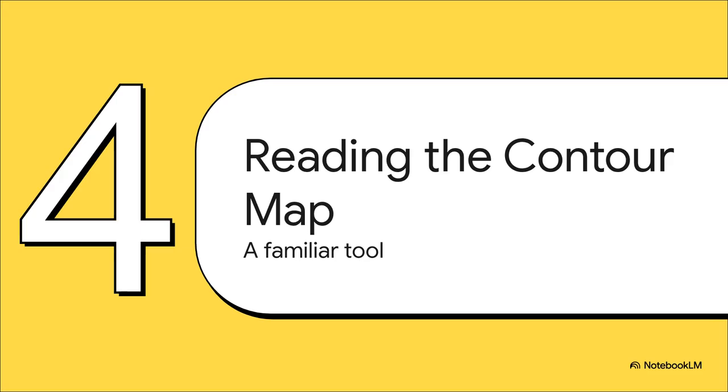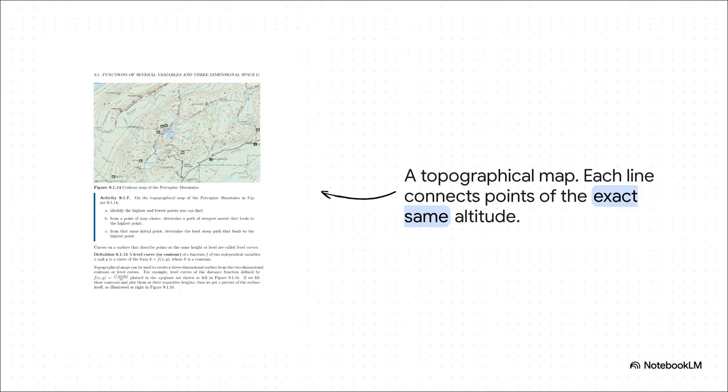But what if we want a bird's eye view? Well, for that, we can use an idea that you've probably already seen, even if you didn't realize you were looking at math. This is a topographical map. Hikers use them all the time to understand the shape of the land. Every single line on this map connects points that are at the exact same elevation, the exact same height. It's a flat 2D picture of a 3D landscape.